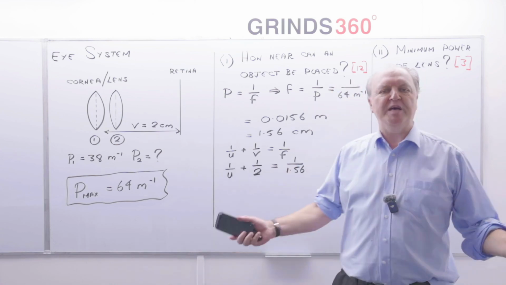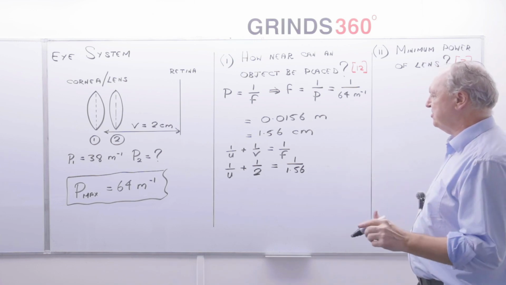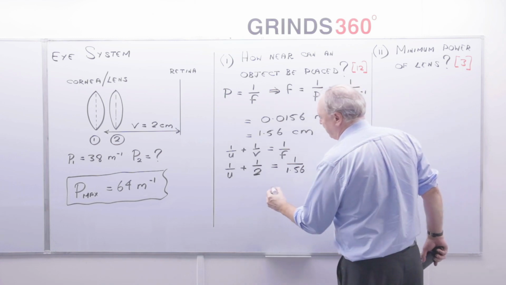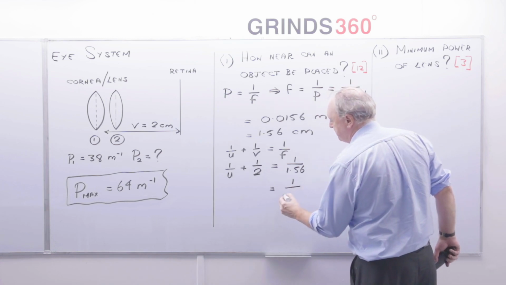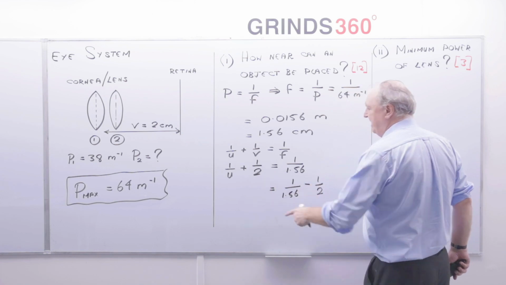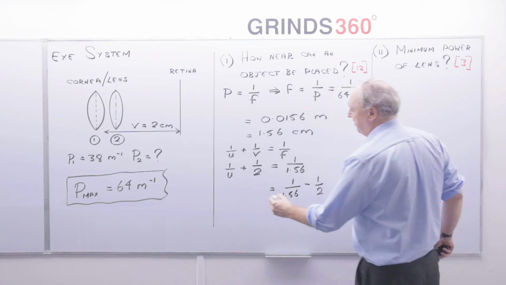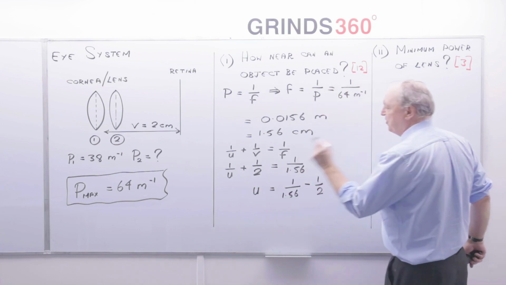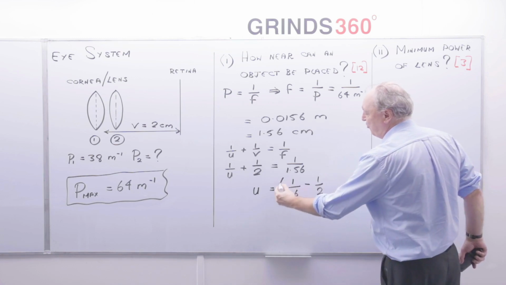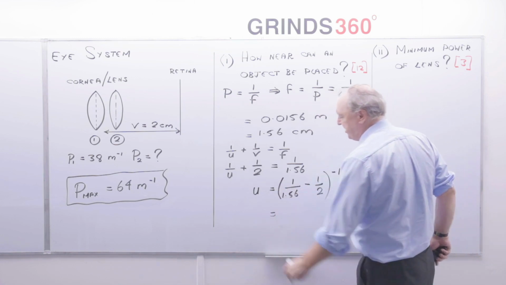So normally we do these questions manually. The numbers are a bit nasty. So let me use my calculator to do this. So I'm going to jump that half across. So it's going to be 1.56 minus a half is equal to 1 over U. And then we're going to turn both sides upside down. We're going to turn the U upside down to get the 1 over U upside down to get U. And to turn all this upside down, because of that minus, I'm going to wrap it in brackets and put it to the power of minus 1. That will turn it upside down for me.